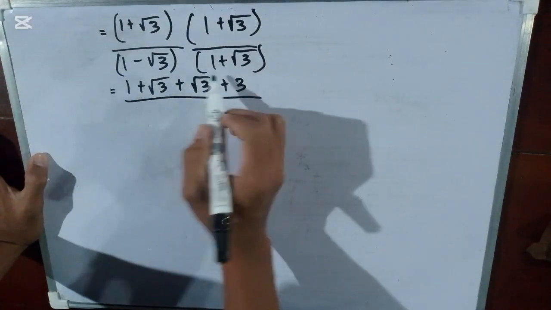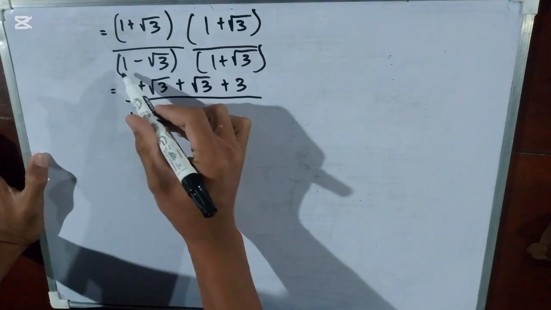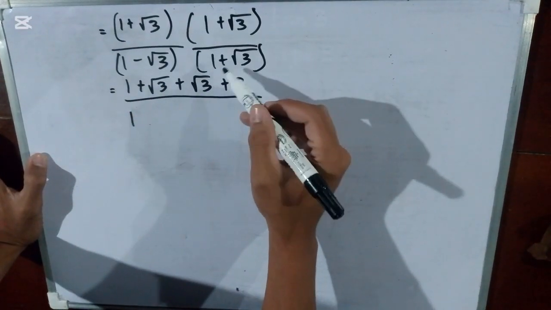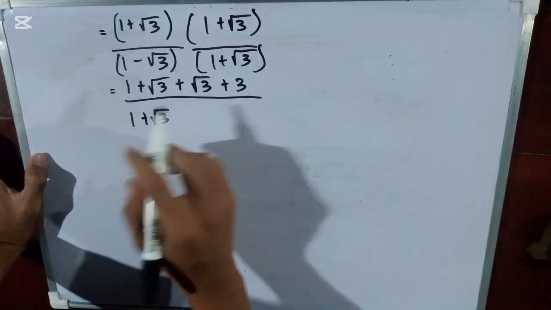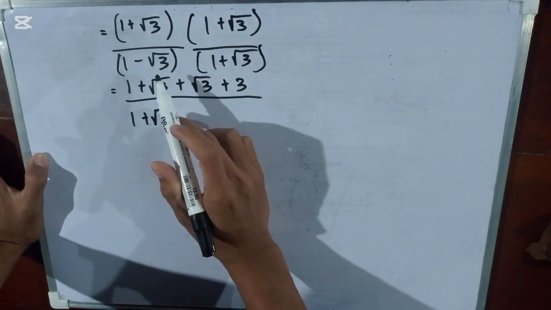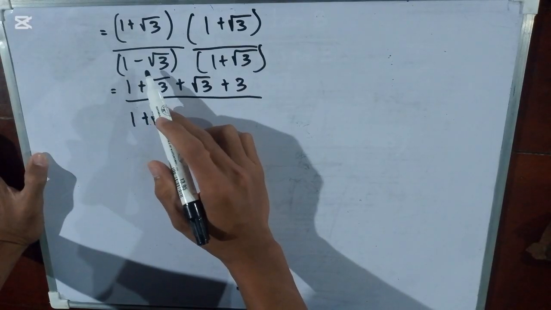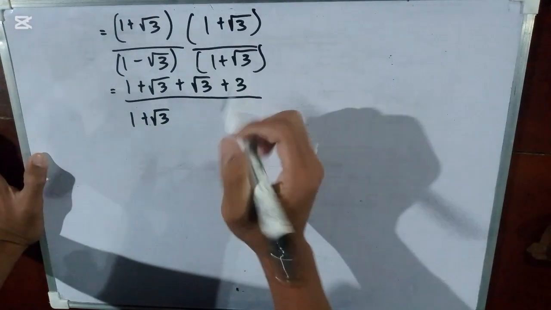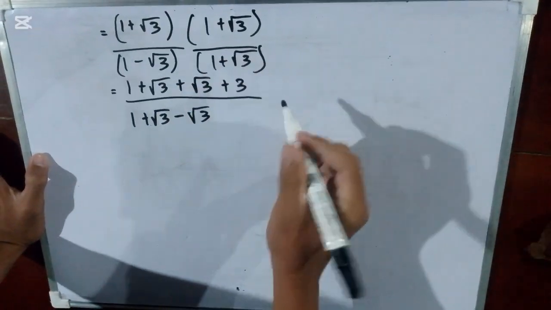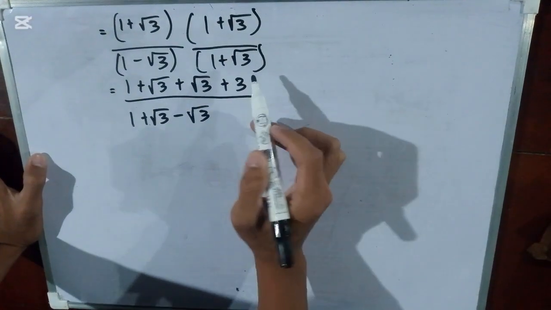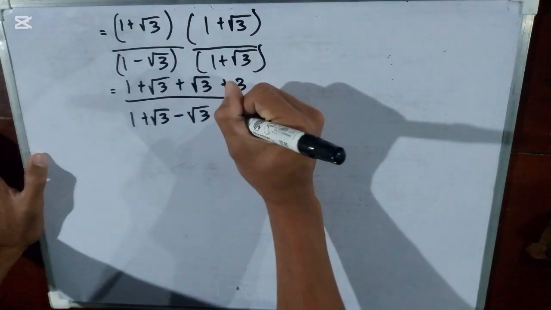Now let us continue in the denominator. 1 times 1 equals 1. 1 times root 3, positive root 3, is plus root 3, and next is inner: negative root 3 times 1 will be negative root 3, and lastly root 3 times negative root 3 equals negative 3.